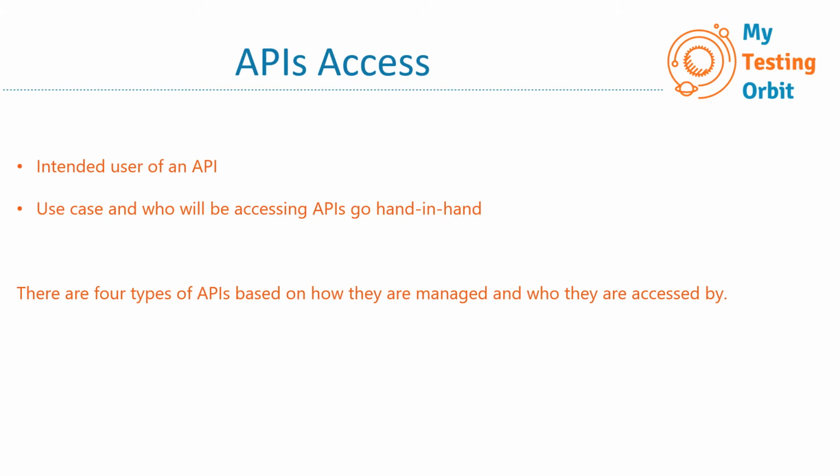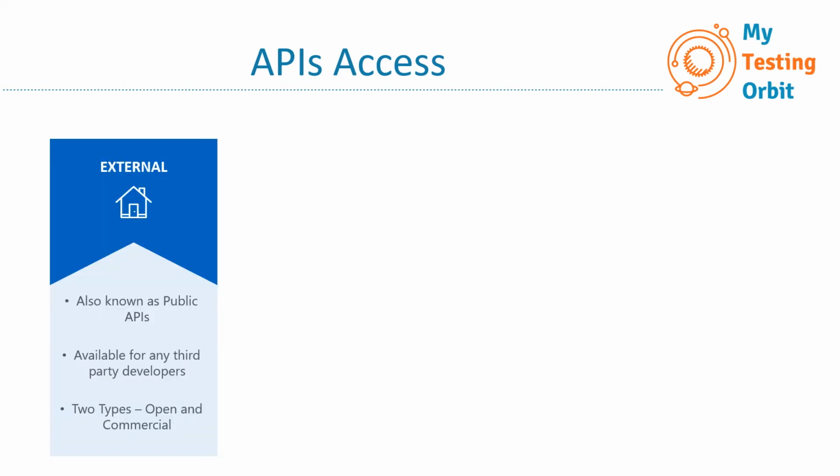There are 4 types of APIs based on how they are managed and who they are accessed by. The first one is external, which is also known as public APIs. These are available to any third-party developers, and further, in external or public APIs there are 2 types, which are known as open and commercial.